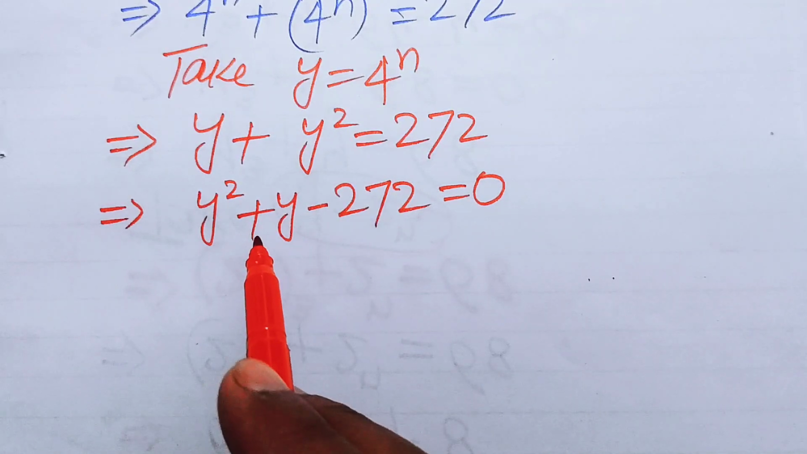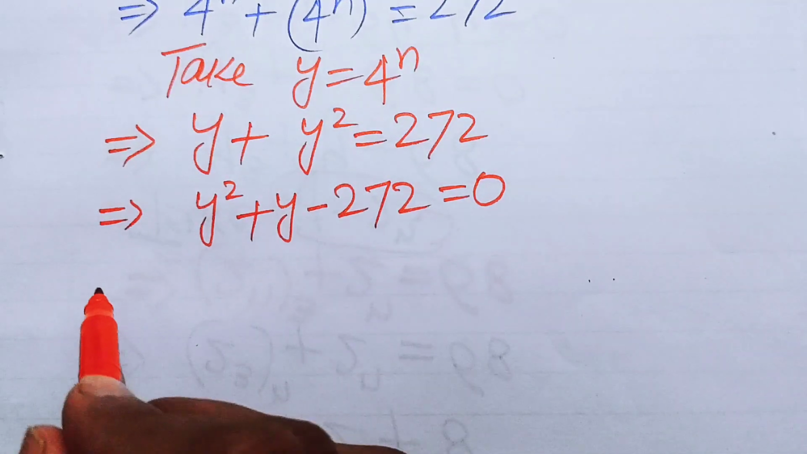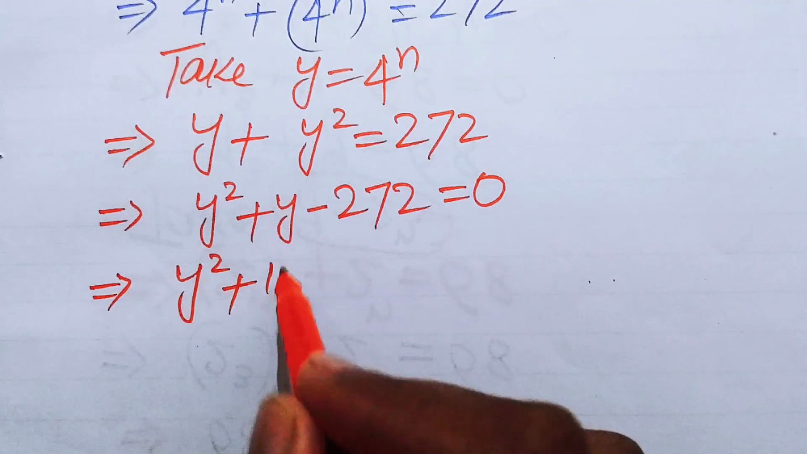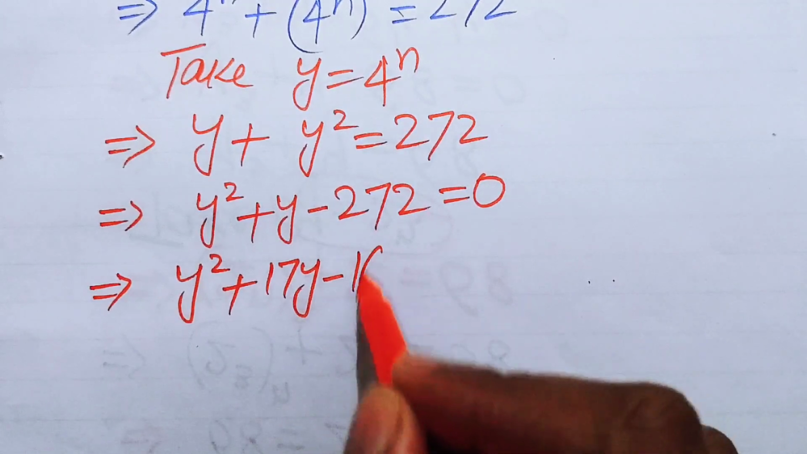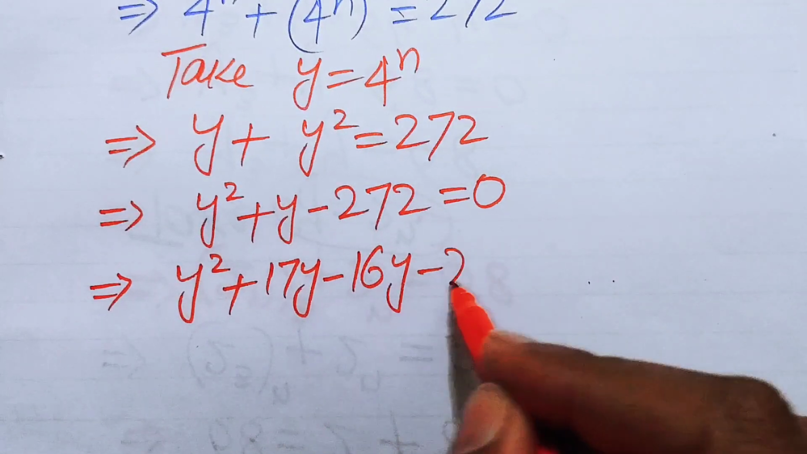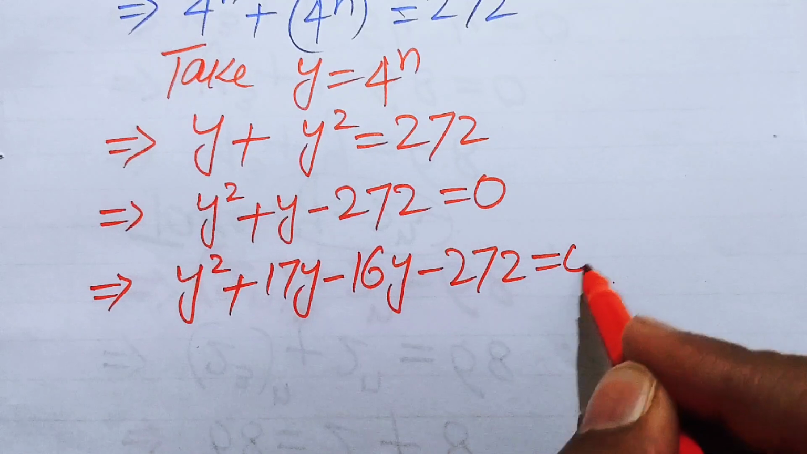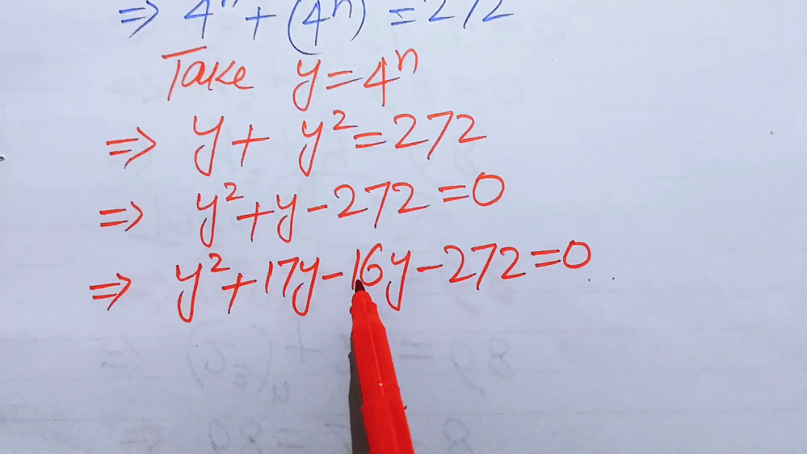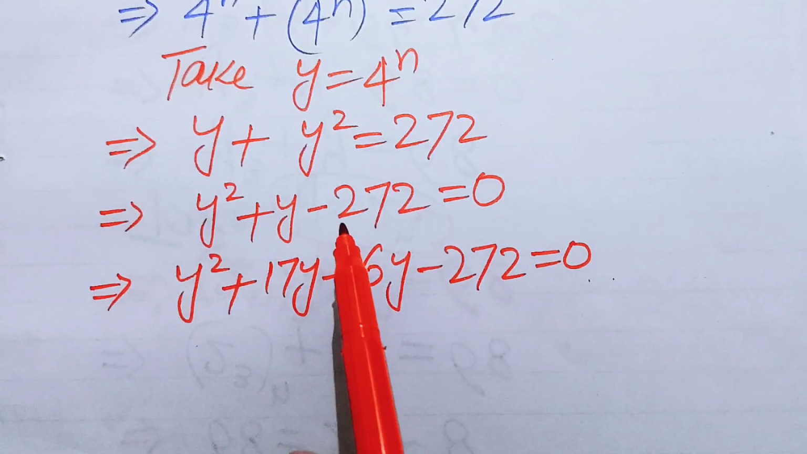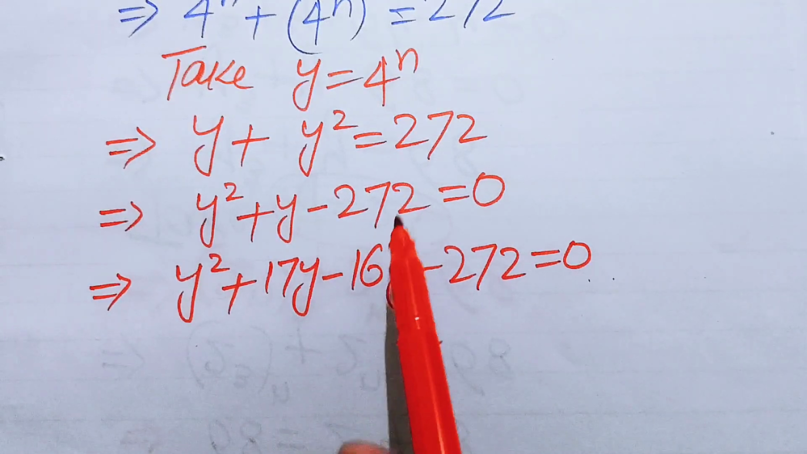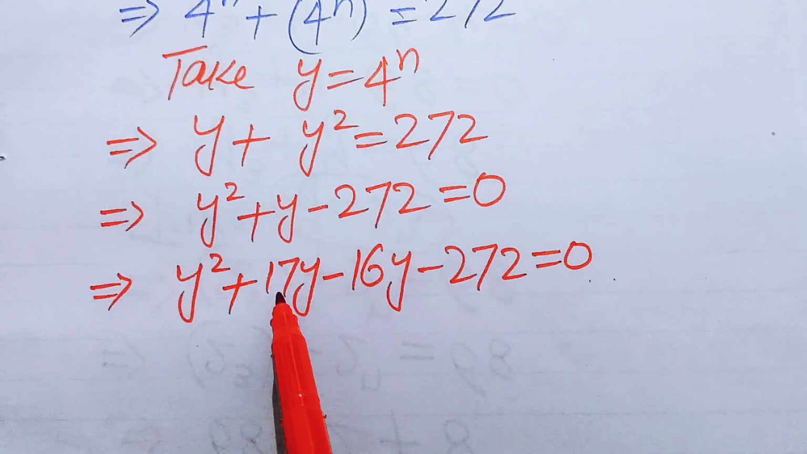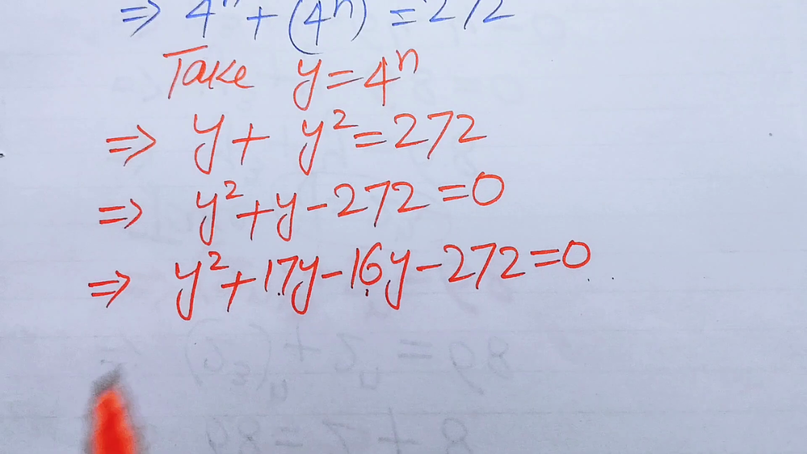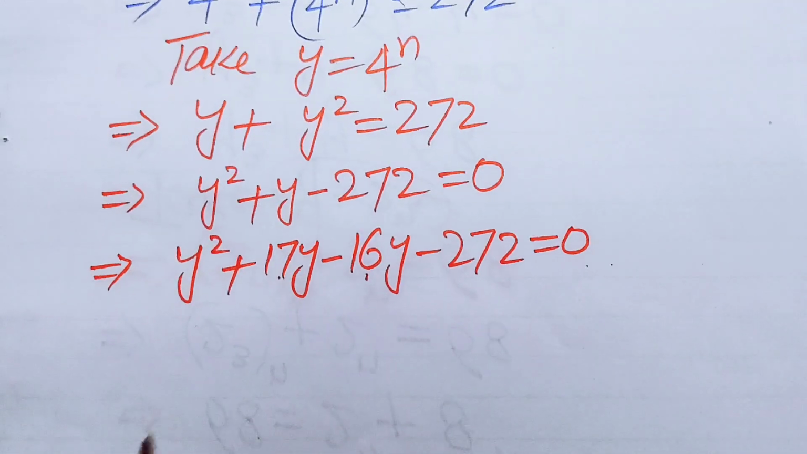we get plus 1, so that these two numbers give y squared plus 17y minus 16y minus 272 equals 0. When we multiply 17 by minus 16, we get minus 272, and when we add 17 and minus 16, we get plus 1. So here we easily factor this equation.